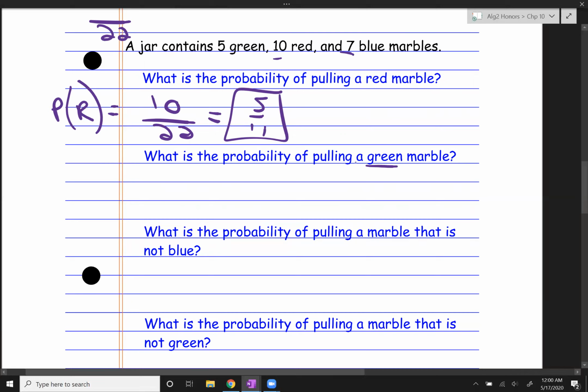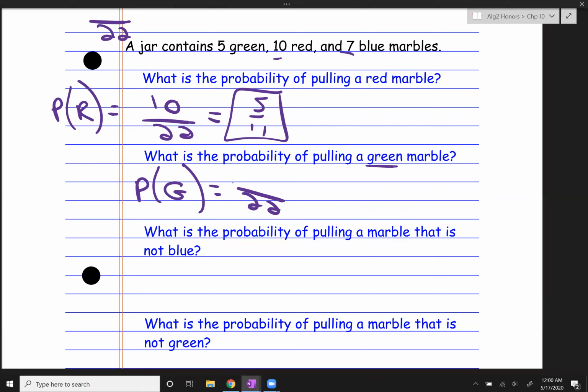Probability of pulling a green. So I might say probability of a green. Remember, there are still 22. This is not in conjunction with the previous pull. That's going to be in our next lesson. So just pulling a green, that's 5. 5 out of 22, that doesn't reduce. We'll be done with that one.